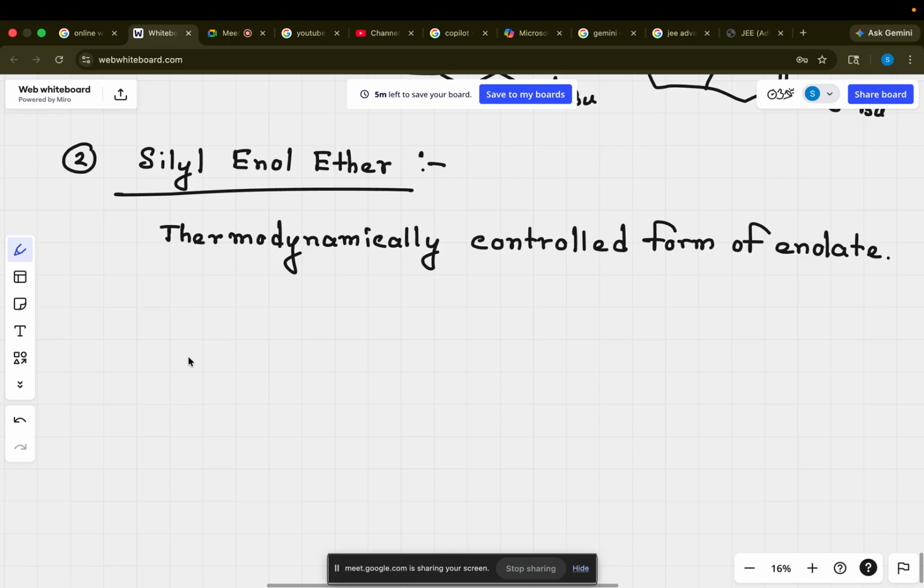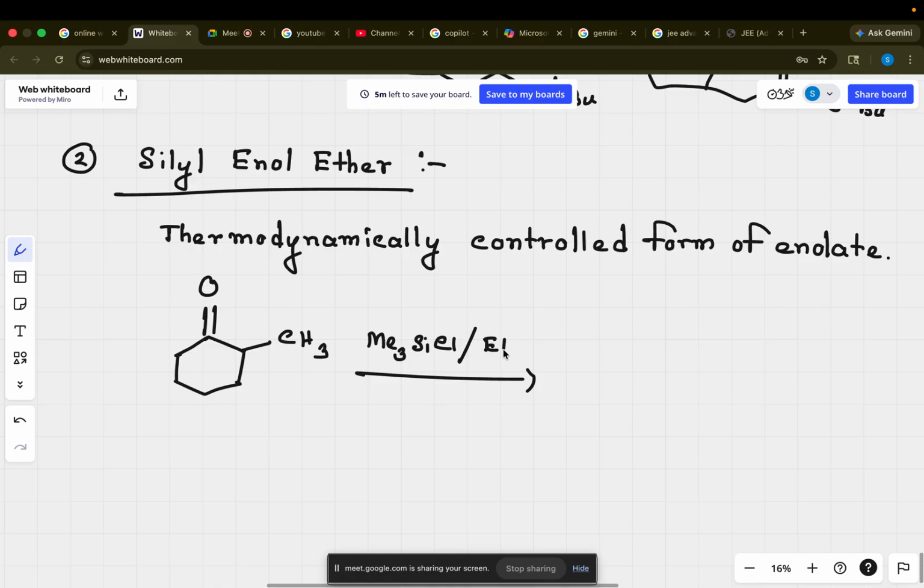Okay, so here we will use different kinds of things. Suppose you have first of all this cyclohexanone derivative, same compound we are taking, and here we are using a different reagent. What is the reagent we have? So we have Me3SiCl, trimethylsilyl chloride, in presence of triethylamine, Et3N. Okay, so what will happen?